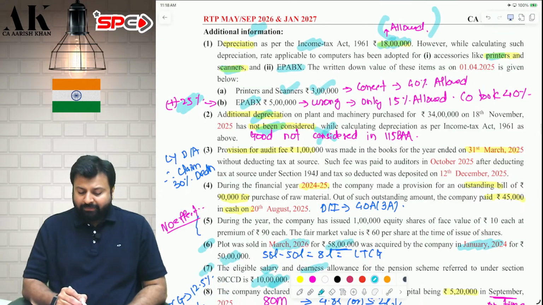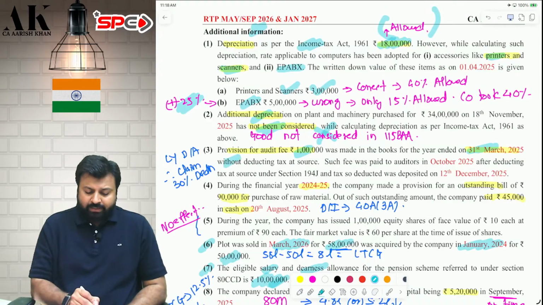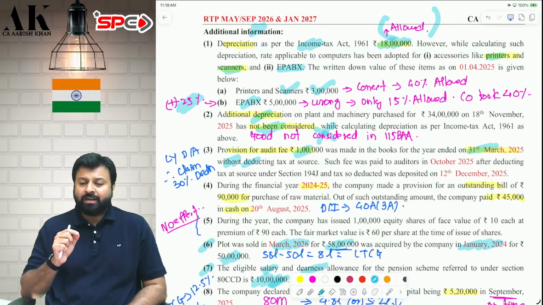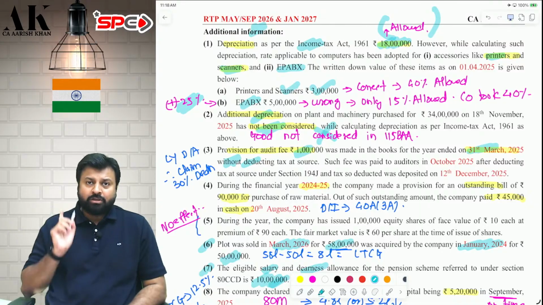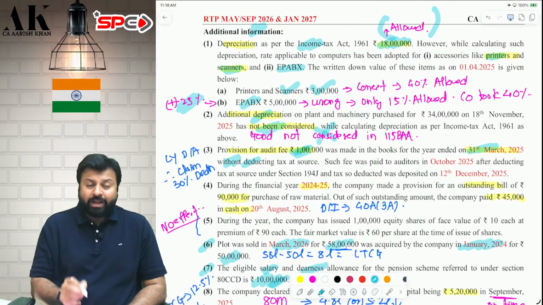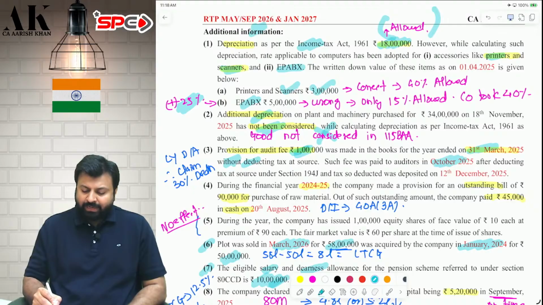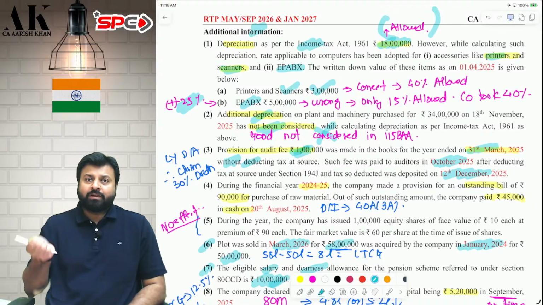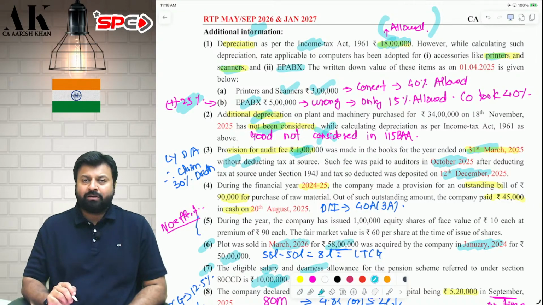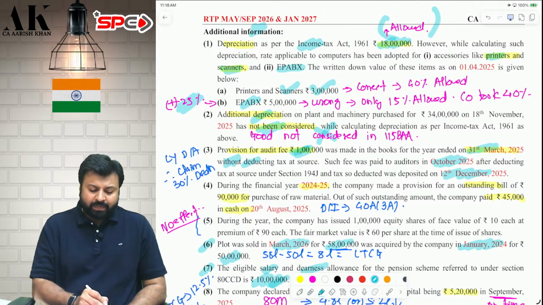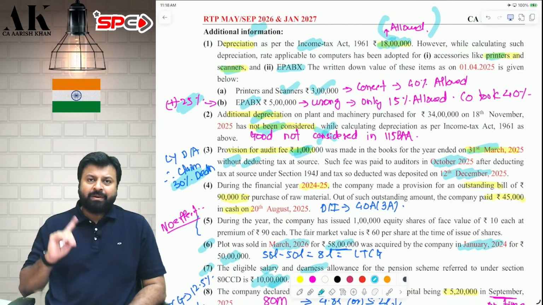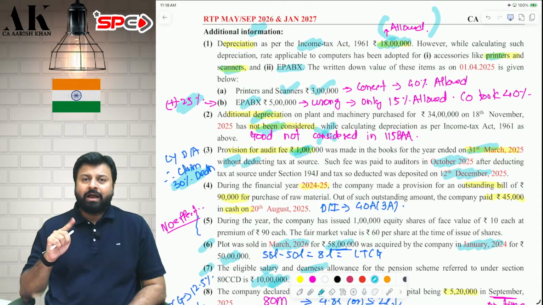Next one, you have made some provision for audit fee in the last year of 1 lakh rupees without deducting TDS. So in the last year you have made one journal entry and you have not deducted the TDS. So in last year 30% of the audit fees would have been disallowed, but in the current year you have deducted the TDS and you have paid the TDS. Therefore, in the current year you should get the deduction of that payment of TDS. Therefore, in the current year you can claim 30% deduction. Very simple. Last year 1 lakh rupees you have not deducted the TDS. Therefore, last year 30% of 1 lakh would have been disallowed, but in the current year you have paid the TDS.